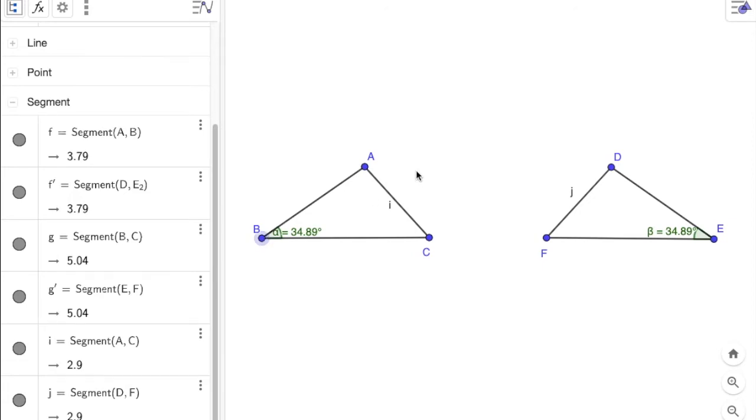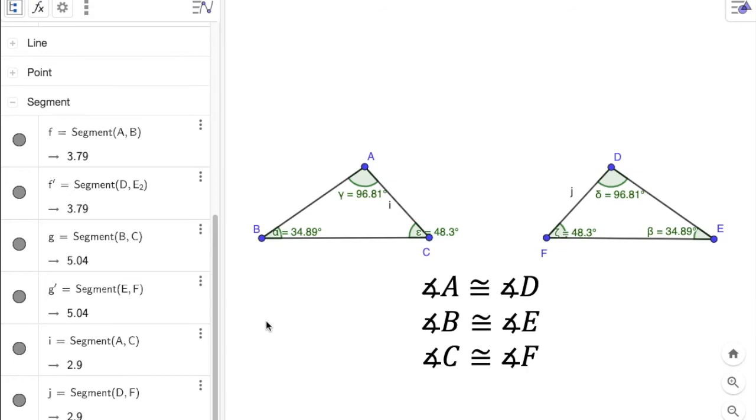We're going to select this angle by going like this. All right, we get an angle here. We'll do the same over here. Angles A and D correspond to each other. They're congruent. Angles B and E correspond. We've already talked about how all the sides are congruent. 48.3 degrees. And 48.3 degrees. Obviously, by subtraction, we knew the third angles were congruent. We've discussed that in class.